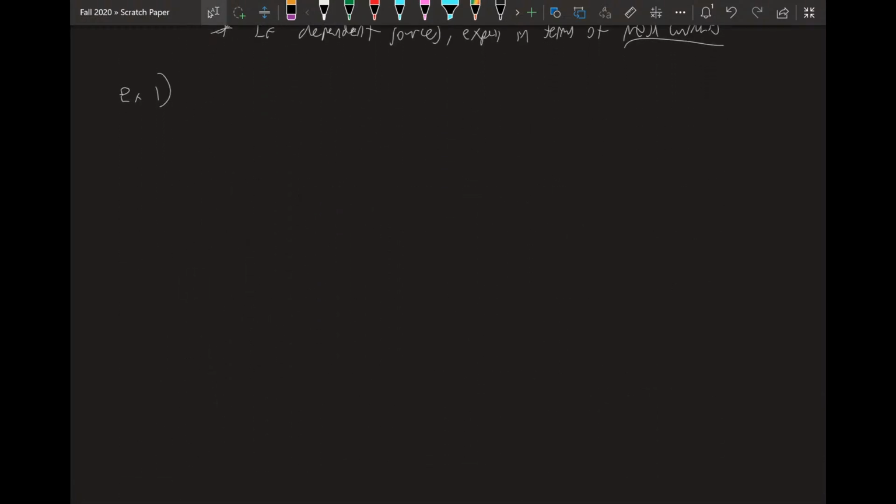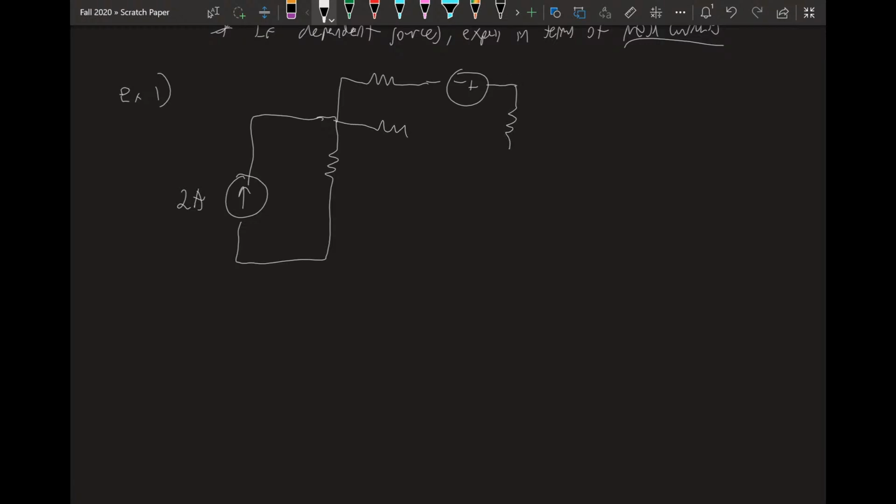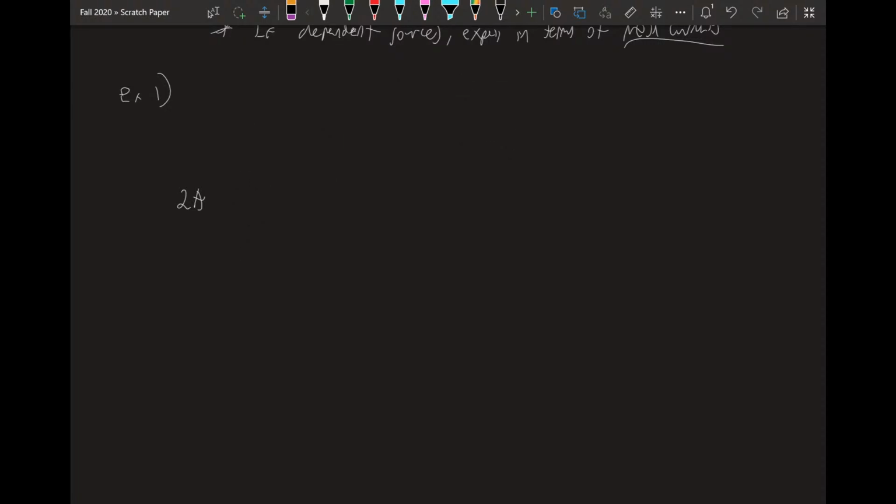Alright, let's do our example. We have 2 amps. Also, if you can't read something, which is highly likely, please tell me. This is terrible. What is this? Let me redraw it. My handwriting is questionable, so if you can't read something, don't worry about it. I will clarify if you ask.